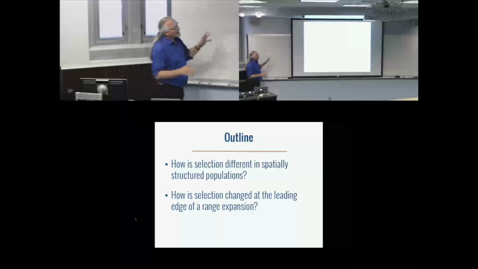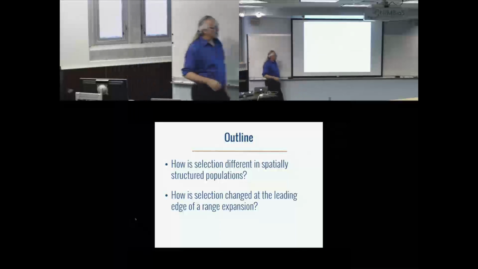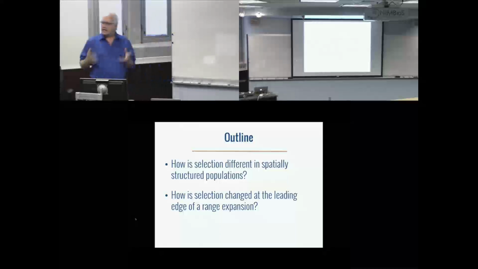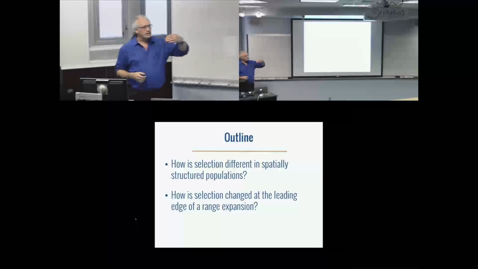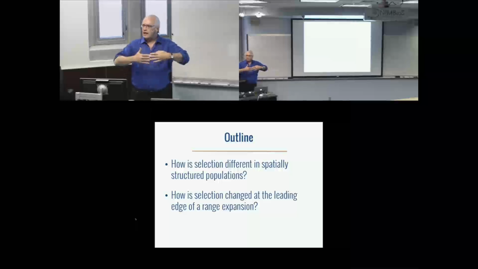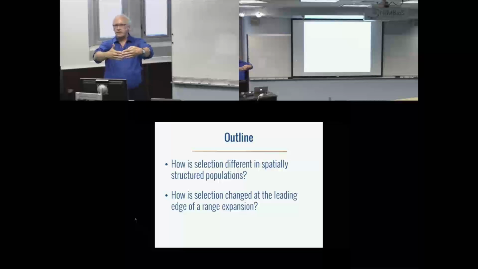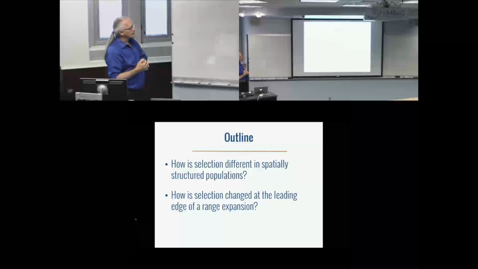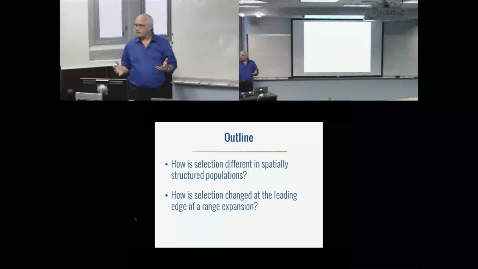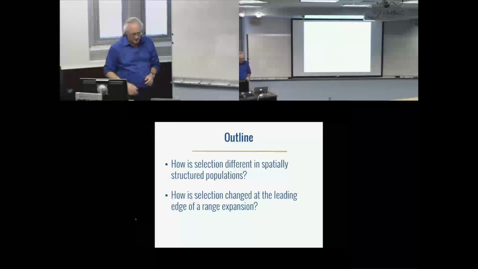Okay, and this is the new part of the talk. How has selection changed in the spatial context of an expanding population, at the leading margin of the population that's expanding into a new territory? How does that specific moment of population expansion over space affect the way deleterious mutations might be patterned over space?